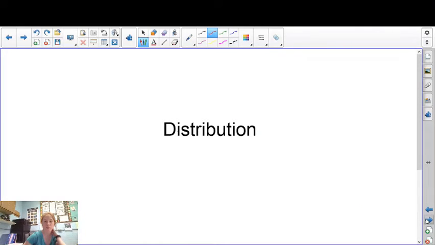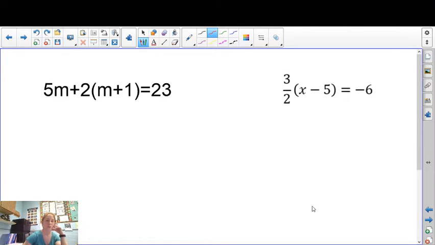Okay, next we're going to talk about distribution. So distribution deals with multiplication, so we have to deal with that first. If we recall our order of operations, it tells me to simplify inside the parentheses. So if I look, well, m and 1, that's as much as I can put together. They don't have anything else in common. No exponents. Multiplication or division from left to right. Hey, I have some multiplication I haven't done yet. So I have to go ahead and distribute the 2 into both pieces.